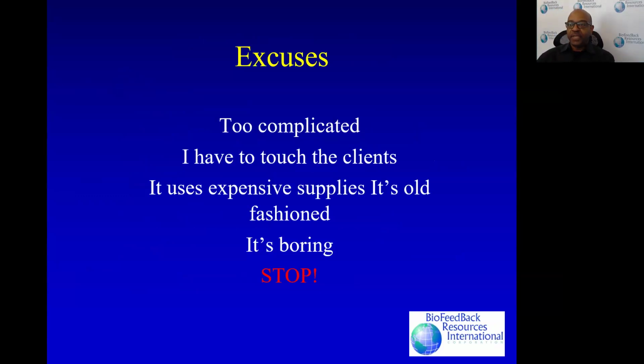These are some of the excuses that I tend to hear as to why people aren't using EMG. First of all, some people feel it's too complicated, and other people will talk about having to touch clients. They want to do modalities where they don't have to touch clients because for the most part, people in mental health have been trained not to touch their clients, and so they are trying to figure out ways to do biofeedback without touching clients.